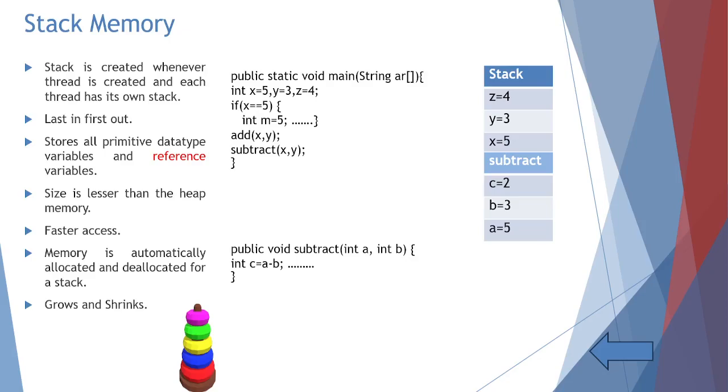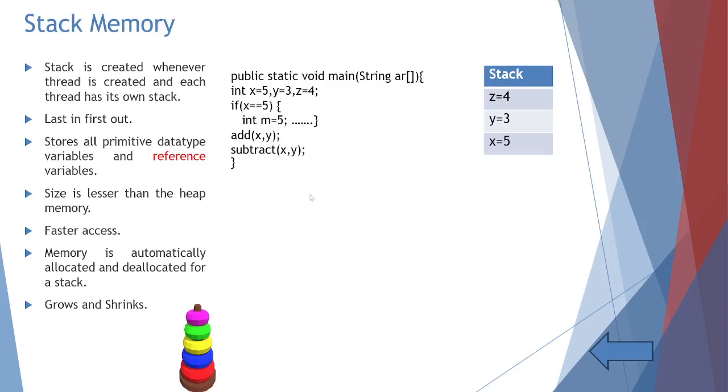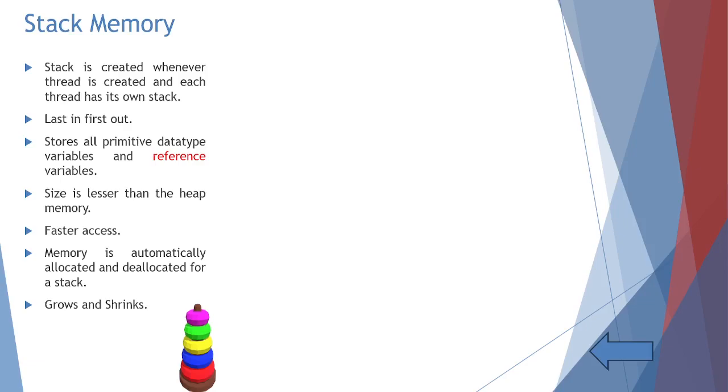X is 5, y is 3, so the contents of x will get stored in A, contents of y get stored in B. C is equal to A minus B. So, in the stack, A is 5, B is 3, C is 2. Once the method is fully executed, the memory is not there for the stack, it shrinks. And the entire main method is executed, so no longer is the stack in the memory.